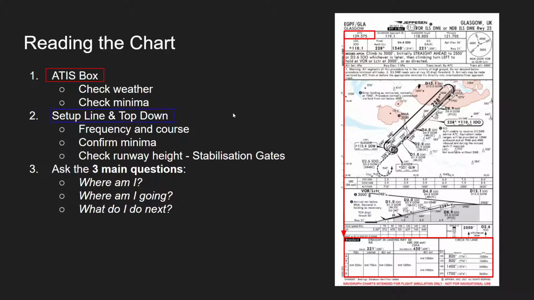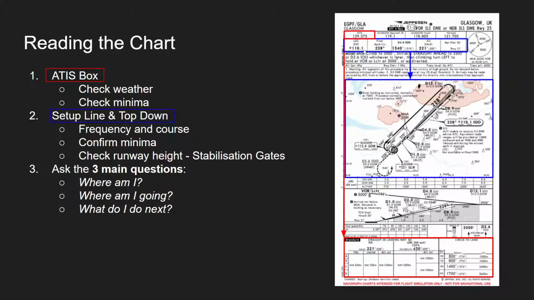We then look at setting things up. To set things up, we're going to look at two boxes: the setup box and then the top-down view. Again, we're not going to go into detail because I'm not interested in setting up the missed approach, all that stuff. That would be for another time. All we're interested in now is setting up the approach. So we're going to go left to right, make sure we've got everything.